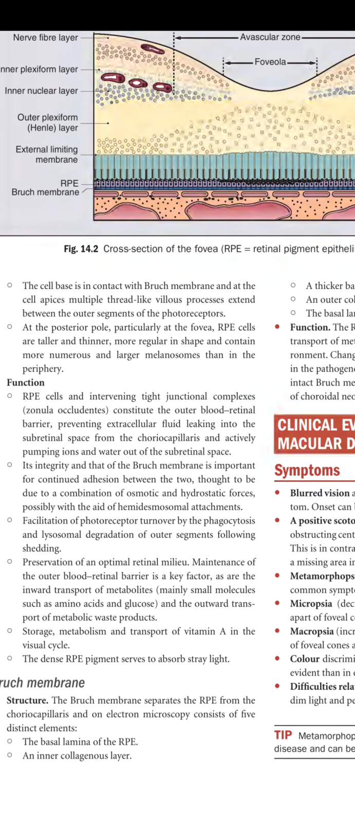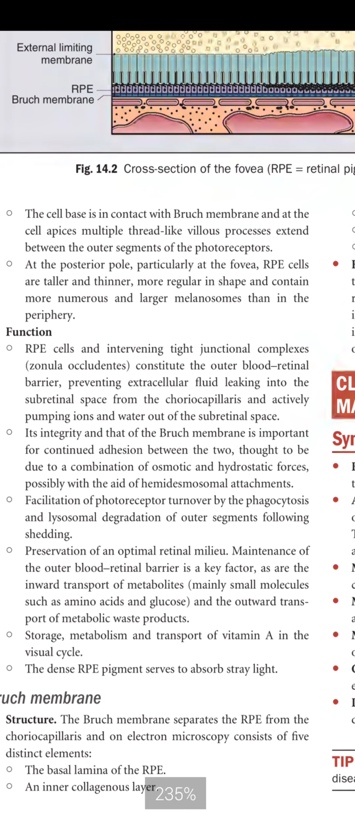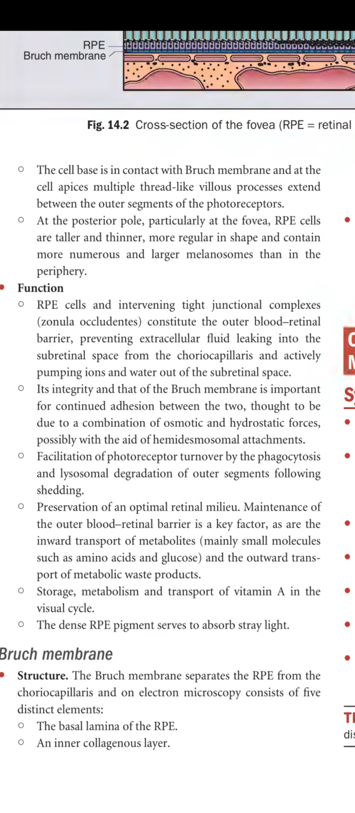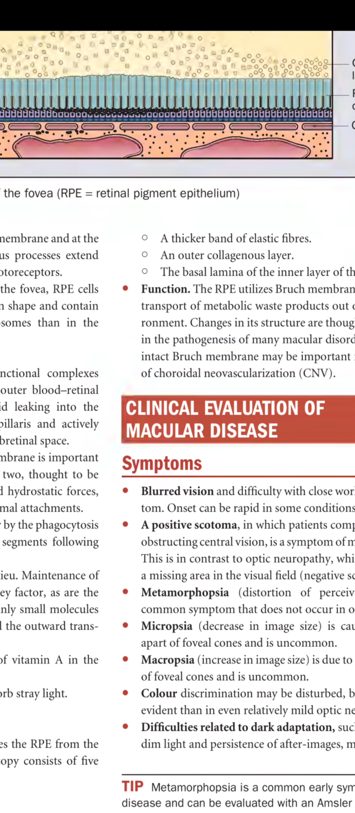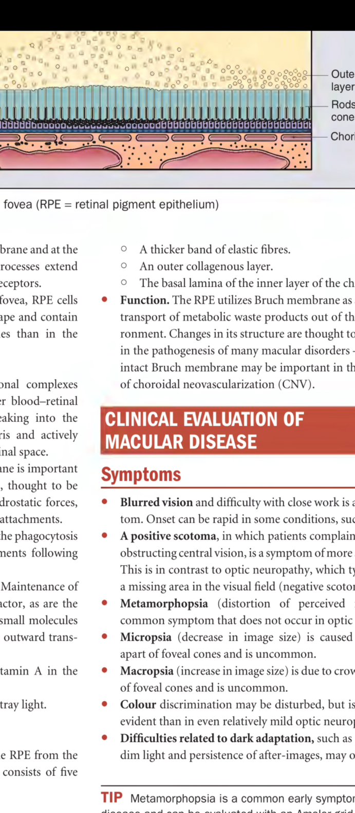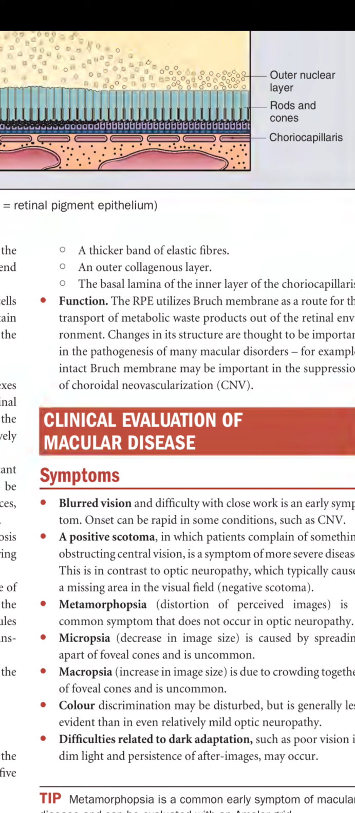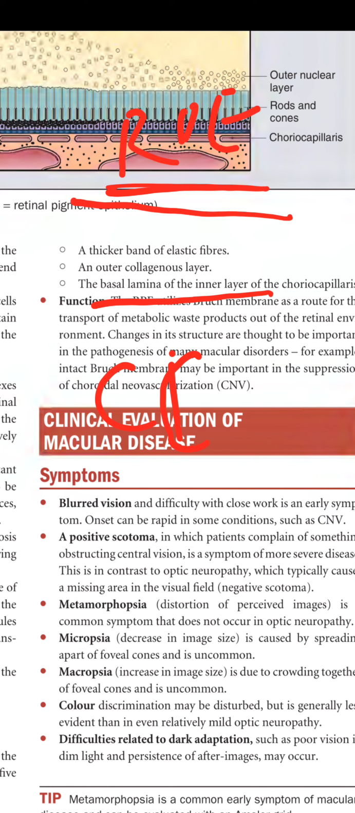So next is the Bruch membrane, which lies outer to the RPE. The Bruch membrane separates the RPE from the choriocapillaris, and on electron microscopy consists of five distinct elements: the basal lamina of the RPE, the inner collagenous layer, a thicker band of elastic fibers, the outer collagenous layer, and the basal lamina of the choriocapillaris. So the Bruch membrane has the choriocapillaris on its outer side and the RPE on its inner side, and the first layer is the basal lamina of the RPE.